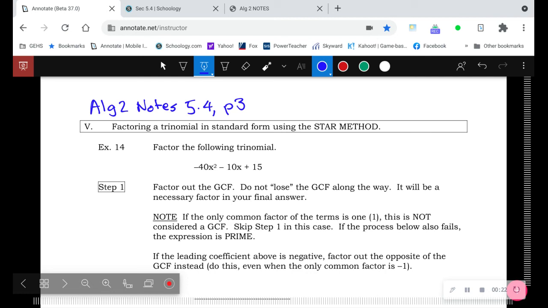Okay, so what we have here is a trinomial. And the first thing we always do is look for a greatest common factor in that trinomial. In this case, the greatest common factor is 5. 5 divides into all of the terms. But because there's a negative in the front, and we don't want that, we're going to actually factor out the opposite of that GCF, in other words, negative 5.